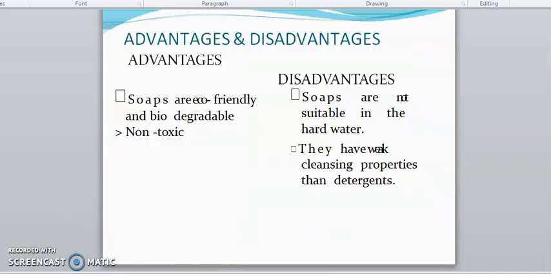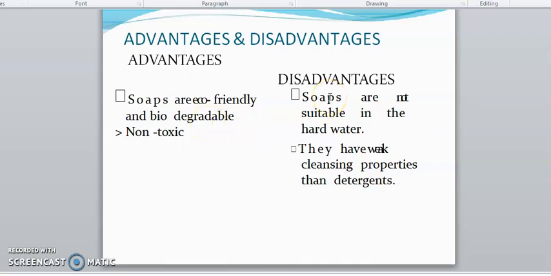Now we quickly go through the advantages and disadvantages of soap. Soaps are eco-friendly, biodegradable, and non-toxic also, since we are preparing the soap from naturally occurring fat or oil, so it can be biodegraded.